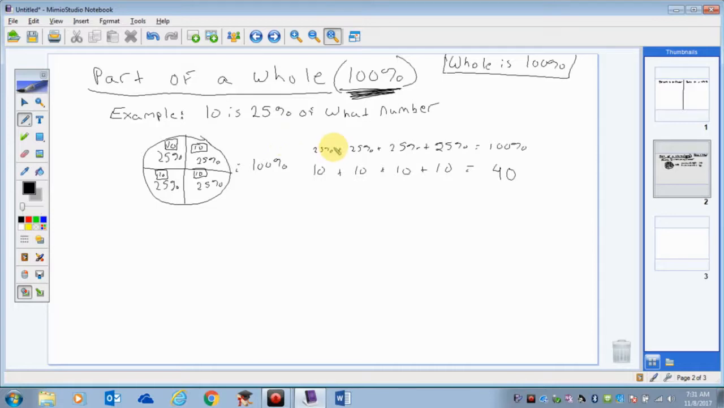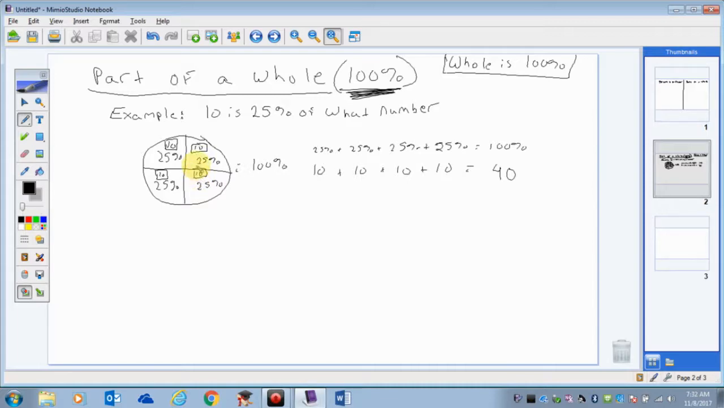So I just drew a little pie chart here showing 4 different sections of 25%, and 10 is 25% of what number? So each time it's 25%, it's going to be 10. So 25% plus 25% plus 25% plus 25% gives you 100%, and 10 plus 10 plus 10 plus 10 equals 40. So the answer here is going to be 10 is 25% of 40. But the way that we're going to find that out on a normal basis, because it's not always going to be 25%, you're not always going to be able to use a pie chart.